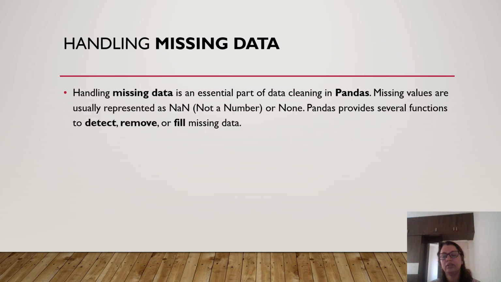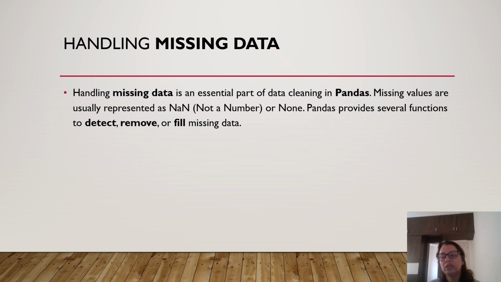Then how to handle the missing data in pandas. To handle the missing data, first it has to check whether there is any missing value. Then if there is any missing value, it will deal with how to handle the missing value. Either it can remove the missing value or it can fill it with some other value. So that way I'm going to explain about handling missing data in pandas.